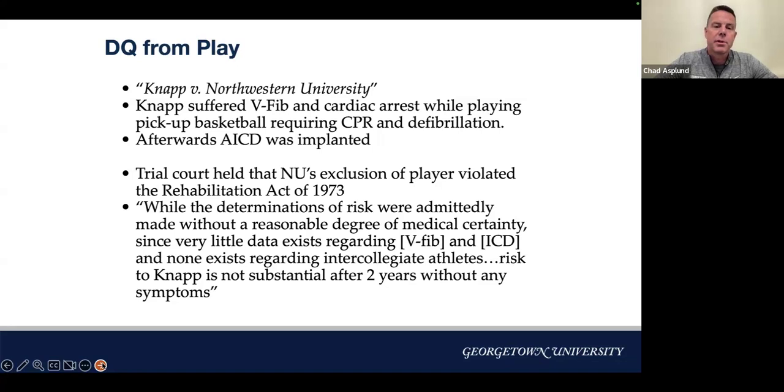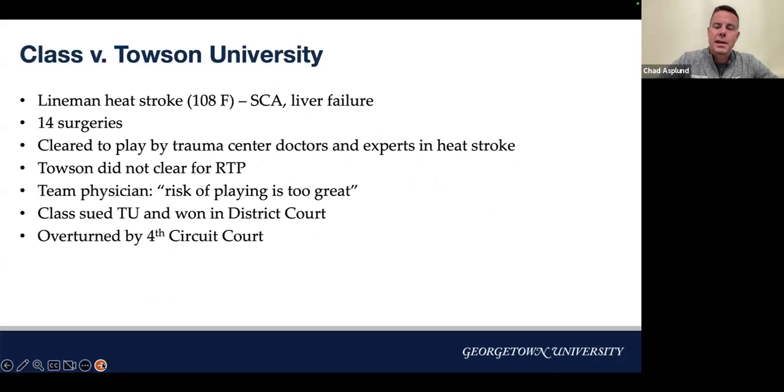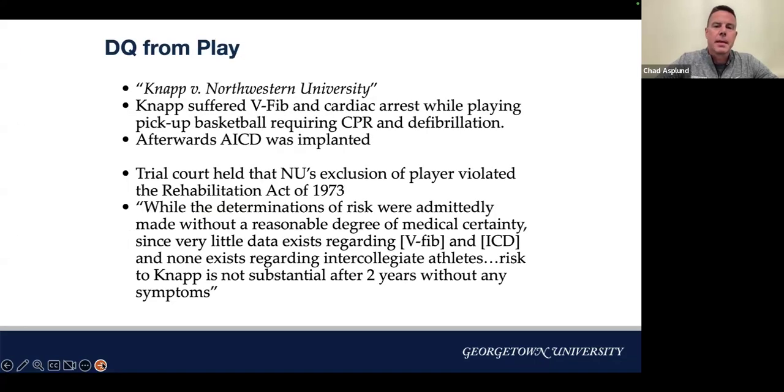And while the determinations of risk were admittedly made without a reasonable degree of medical certainty, at that time there was really little evidence regarding whether athletes can play with an AICD. Risk to Knapp would not be substantial after 2 years. And so that ultimately went to the appellate court. And again, the right of the team physician and the institution to make that disqualification was upheld. So again, the team physician has that right to represent the university, as well as protect what they believe are the interests of the patient.